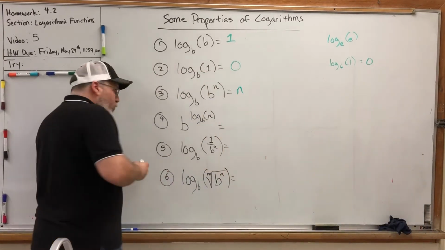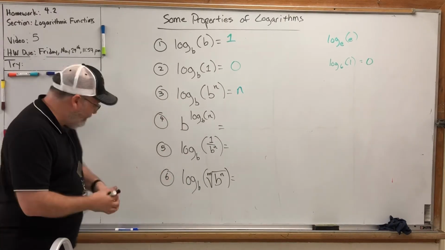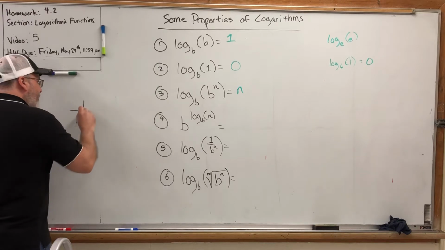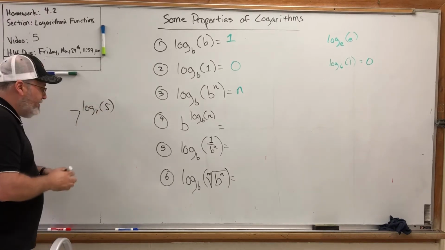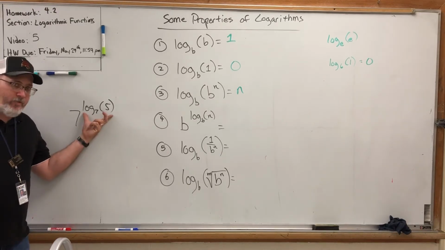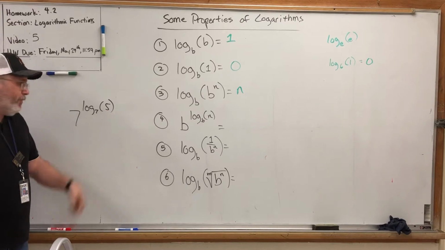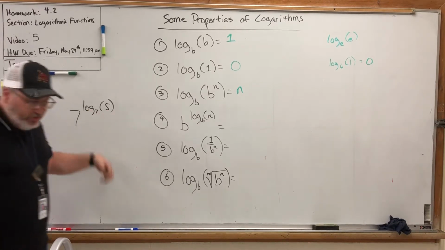This one was the tricky one. b to the log base b of n. I believe the one we had last time was 7 to the log base 7 of 5. But remember what I said about this one. I really didn't care what the log equaled. I only cared what the log did. In other words, I didn't care what this answer was. I cared what this answer did.